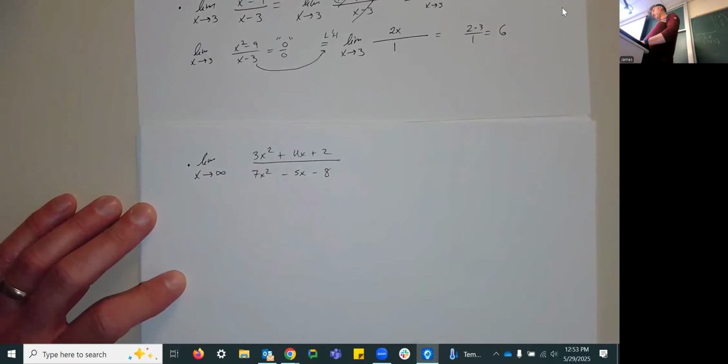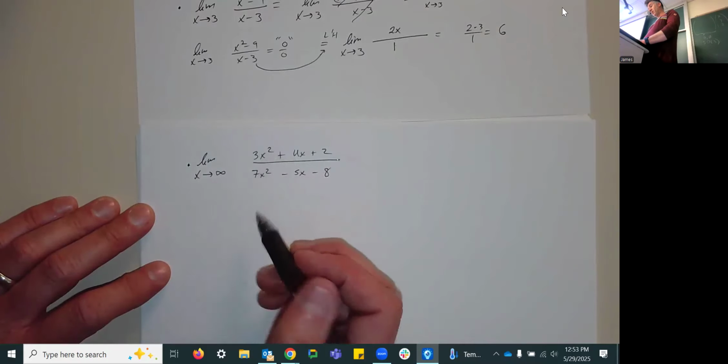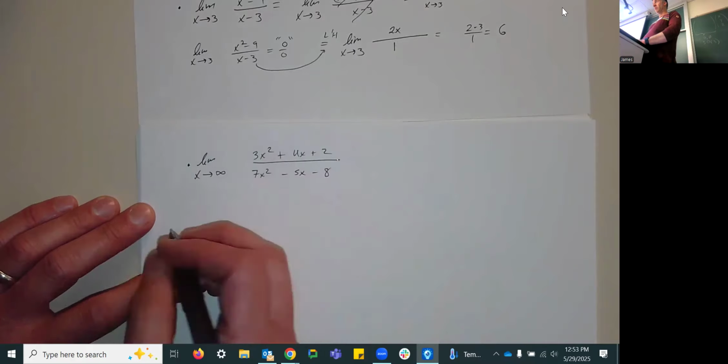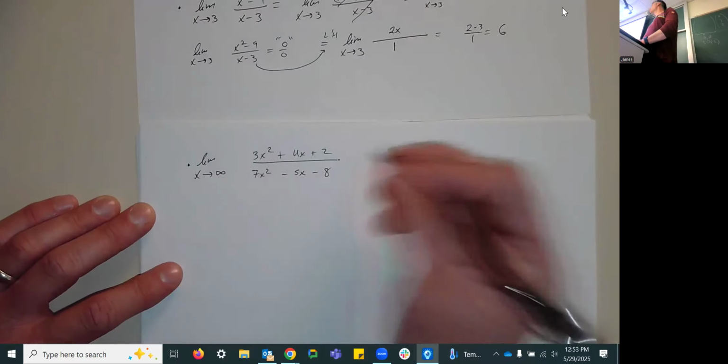And I think you all remember that if I take this limit where the degree on top and the degree on the bottom are the same, the answer should be what fraction? Yeah, it's going to be 3 over 7. You could show the work, right?